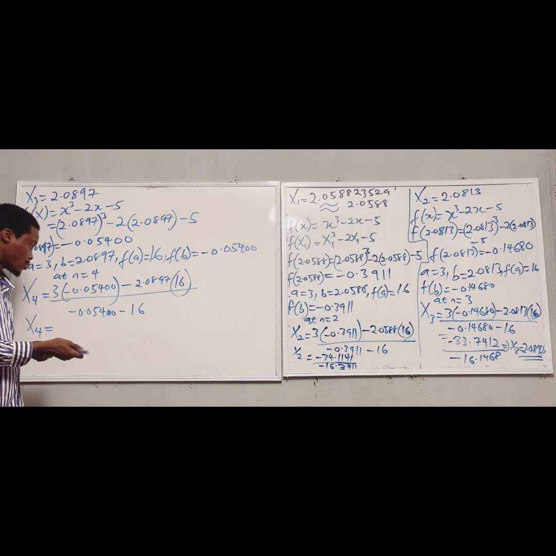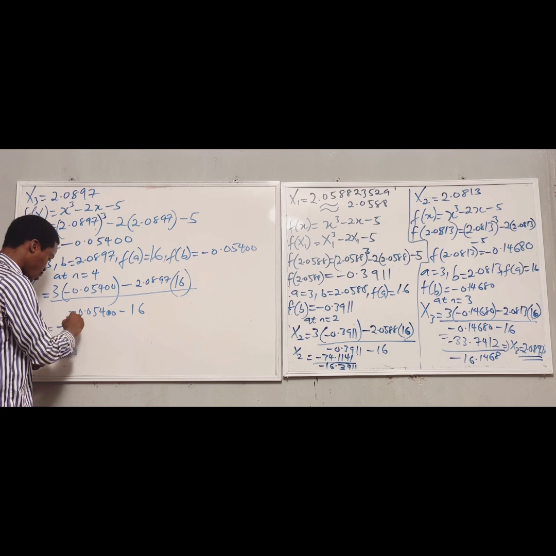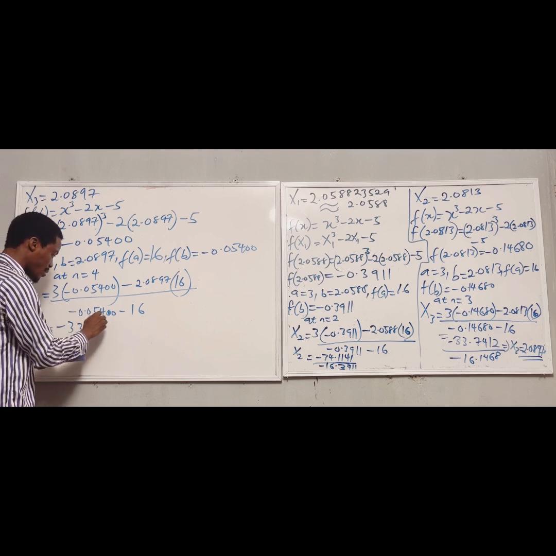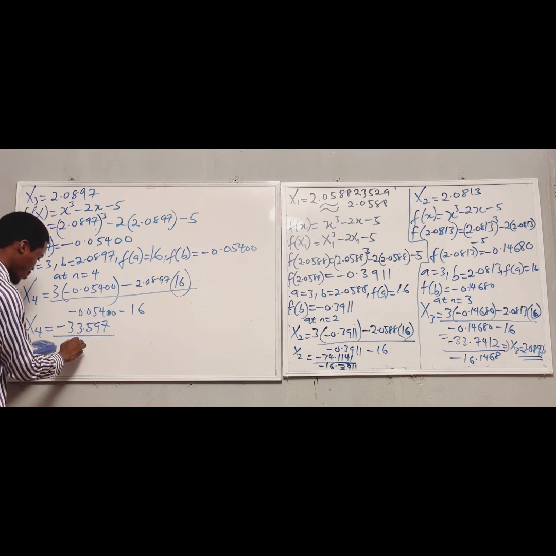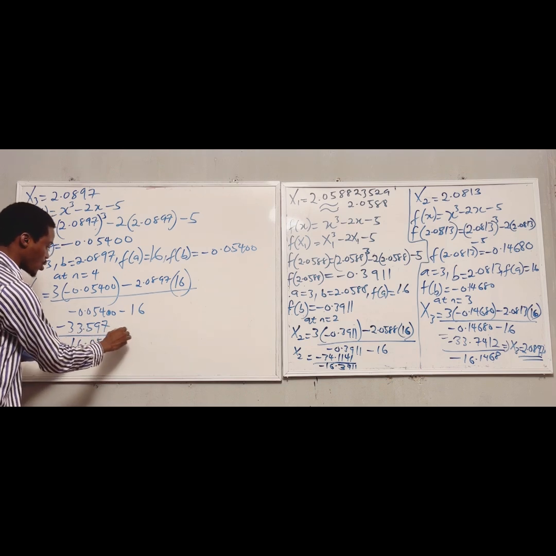So let's do it together. 3 times minus 0.05400 in the bracket, minus 2.0897 times 16. So the numerator gave me minus 0.162 minus 33.437, which is minus 33.597, all over. Let me solve my denominator: minus 0.05400 minus 16. I have minus 16.054.